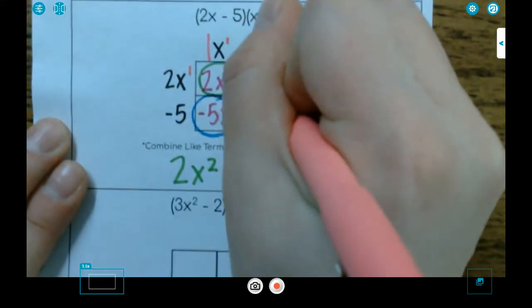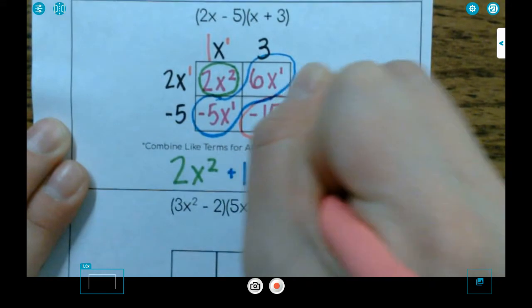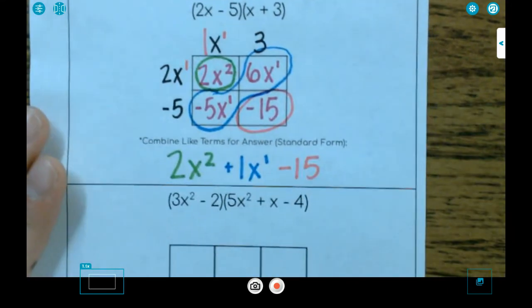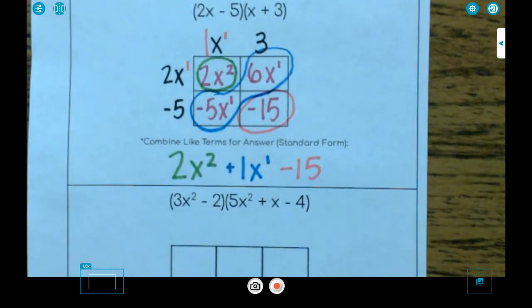And then my last term is this negative 15. It goes by itself at the end. 2x squared plus x minus 15. And that would be my final answer. So the box is a tool to get to multiplying. And make sure you multiply everything by everything. And then the bottom part is your final answer. Any questions right now?